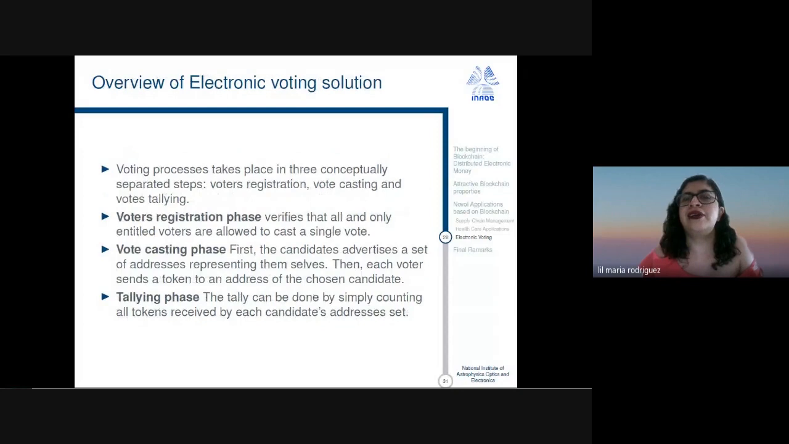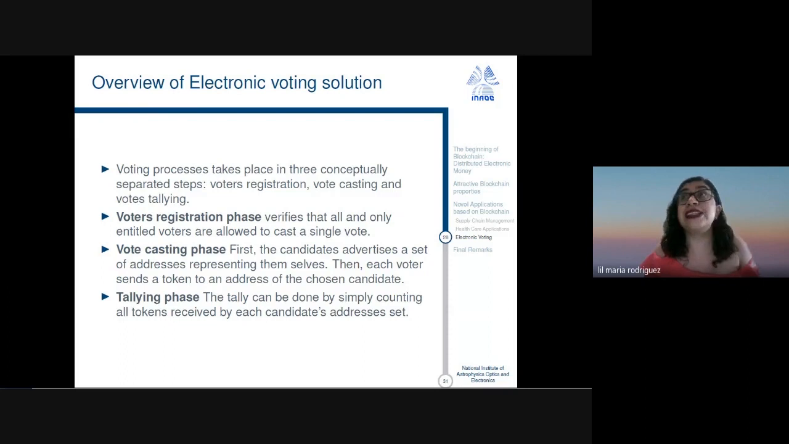So how can blockchain participate in e-voting systems? Well, the voting process takes place in three phases. We can consider voter registration, then vote casting, and finally vote tailing. The idea is that in the voter registration phase, we need to verify that all and only entitled voters are allowed to cast a single vote.